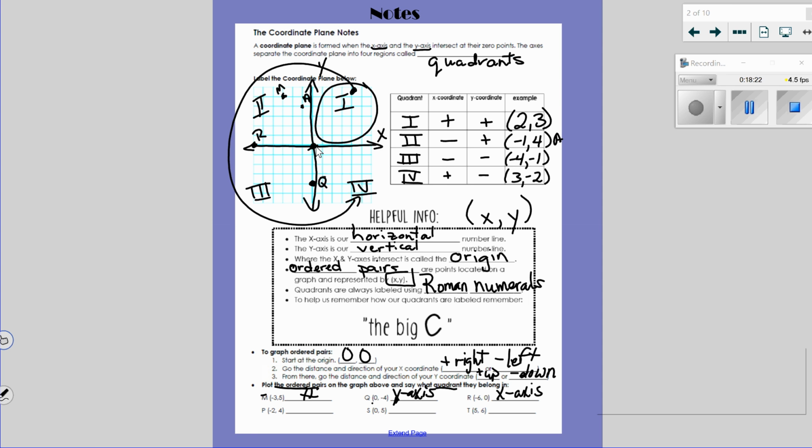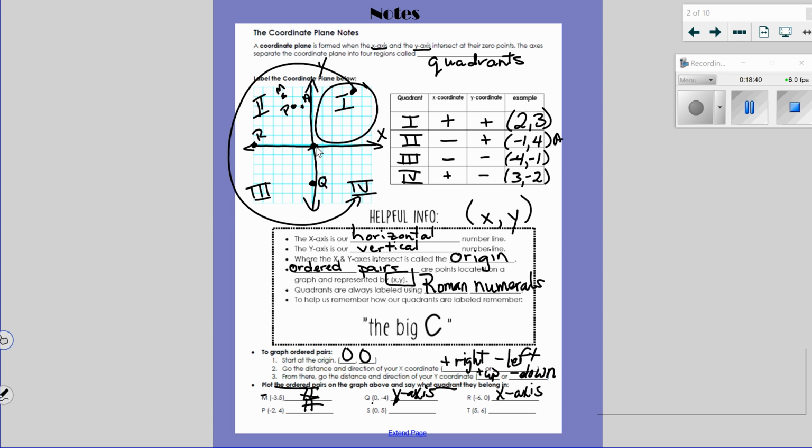Okay? Next, I go back to origin. -2 means I'm going left. 1, 2. +4 means I'm going up. 1, 2, 3, 4. So right over here is letter P. That is in quadrant 2. Make sure you are using Roman numerals for these.